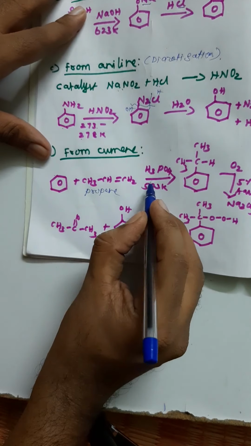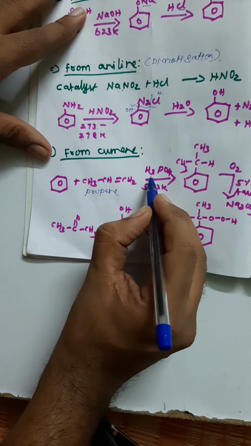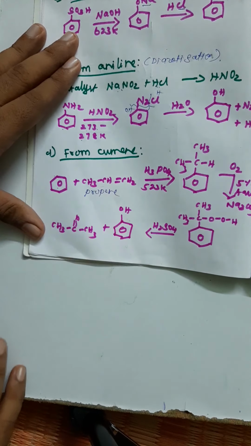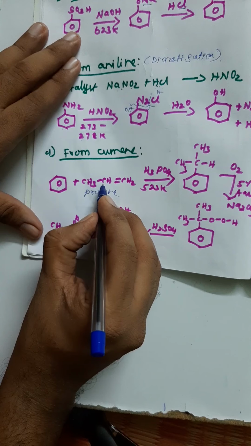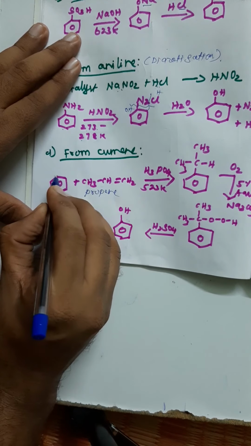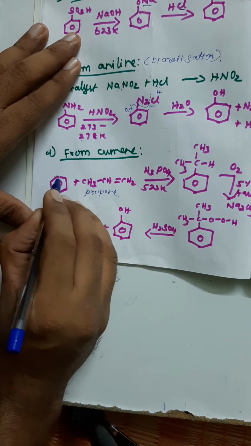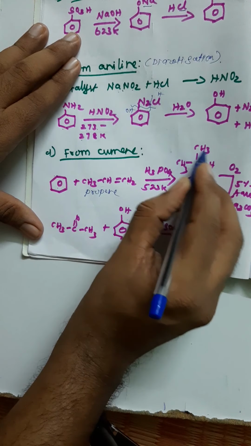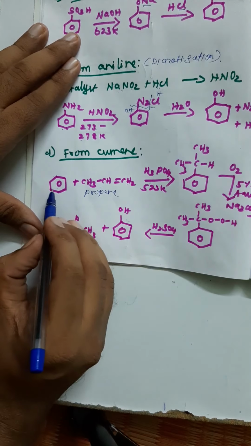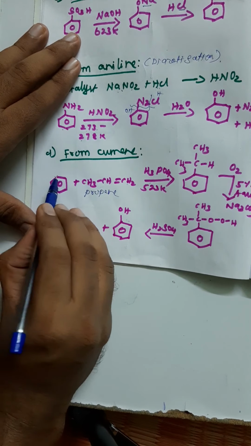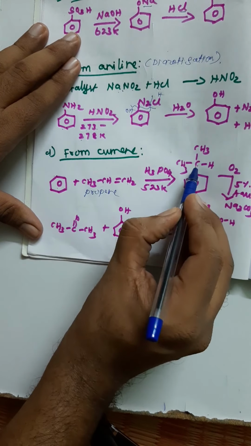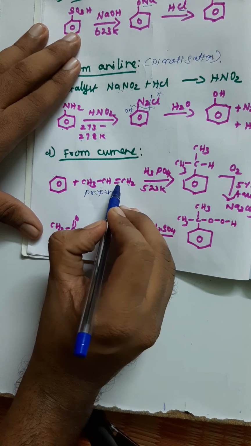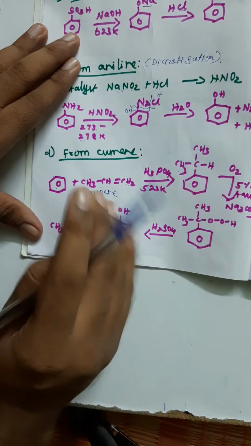First reaction, benzene reacts with propene in the presence of H3PO4 at 523 Kelvin. It is nothing but the Friedel-Crafts reaction. This carbon is going to connect with this carbon, and this hydrogen is attached with this carbon atom. So we are getting cumene. This is called cumene. See, the benzene ring, this carbon and this carbon attached. So the CH, one hydrogen is there, that is shifted to here. The double bond is converted to single bond, CH3.